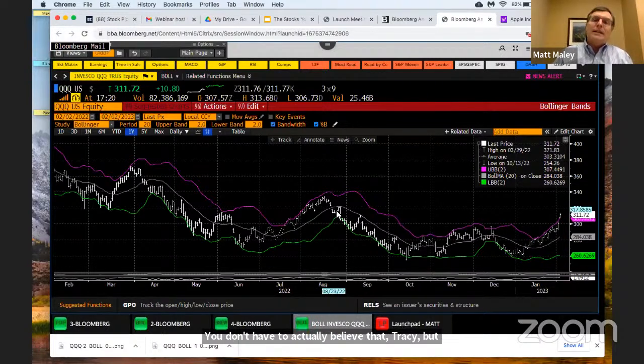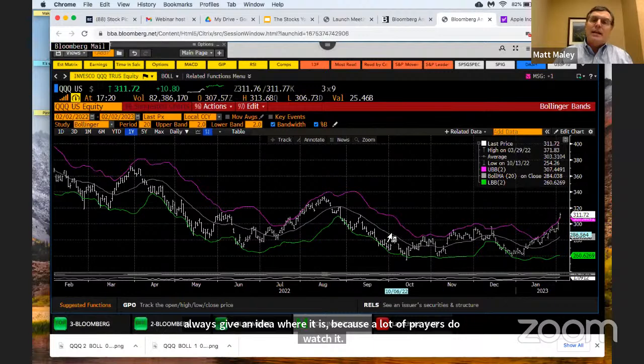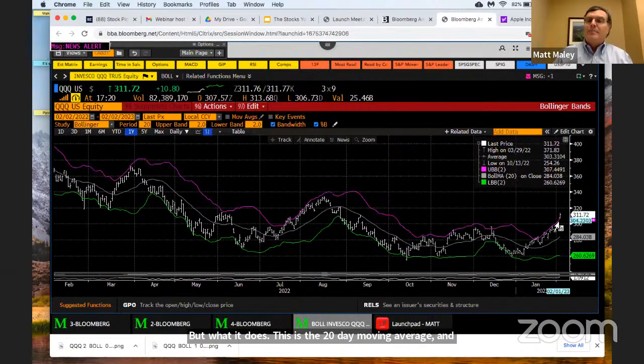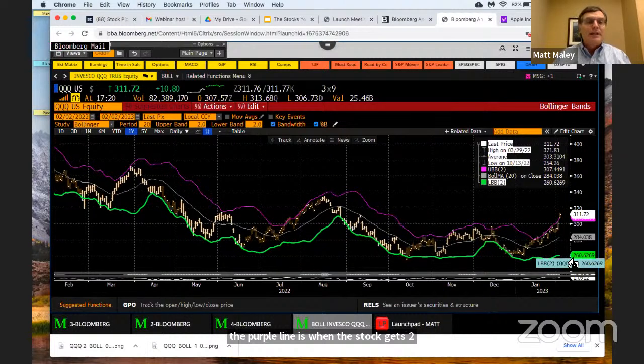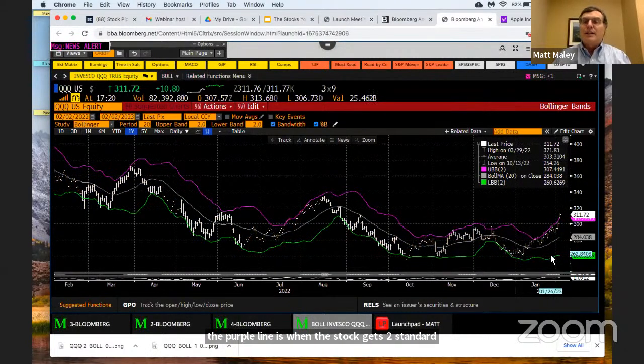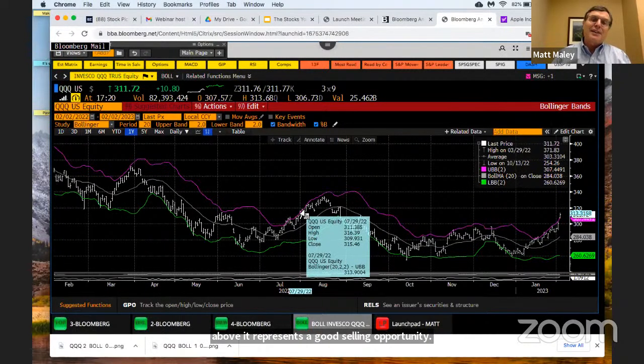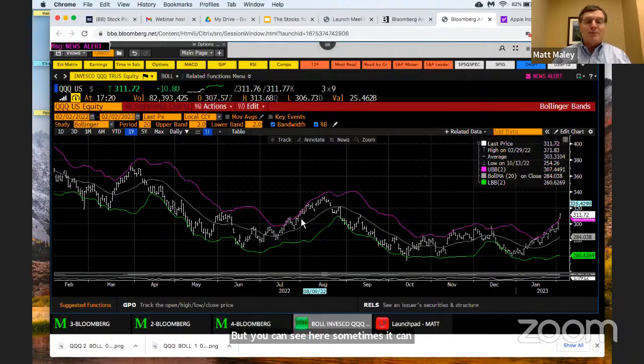This is the 20-day moving average, and that is this gray line right here in the middle. The purple line is when the stock gets 2 standard deviations above its 20-day moving average. The green line is when it gets 2 standard deviations below it. Usually when it gets below that line, it can represent a good buying opportunity, and when it gets above it, a good selling opportunity. But you can see here, sometimes it can ride that line. If you took it here, it rode it higher for several days before it rolled over.